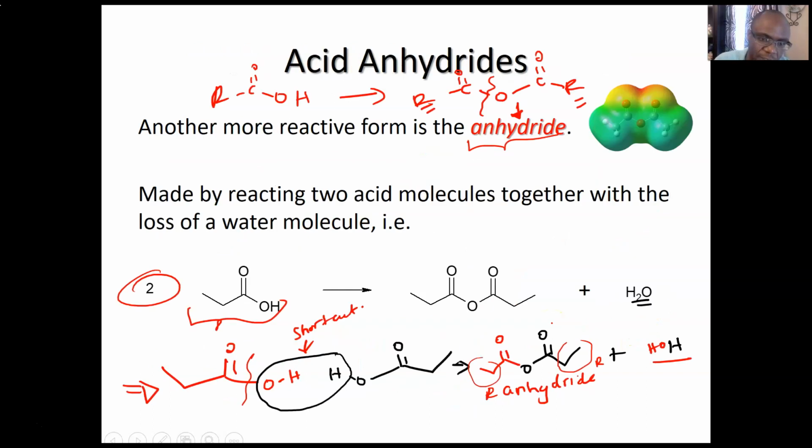So please use this shortcut I showed you. One will lose the H, the other one will lose the OH. Click whatever is outside the circled area together, you get your product, which happens to be an anhydride. Water is lost. Of course, the black hydrogen is lost. The red OH is lost.